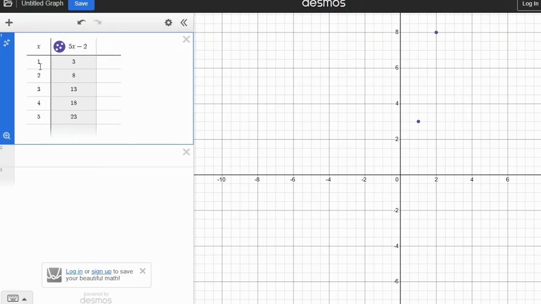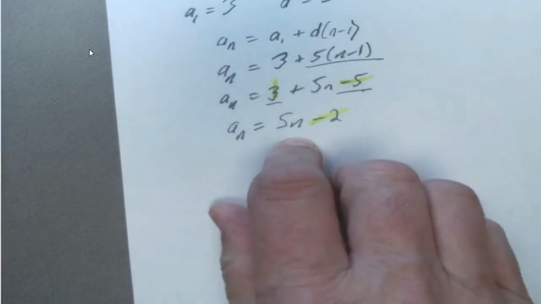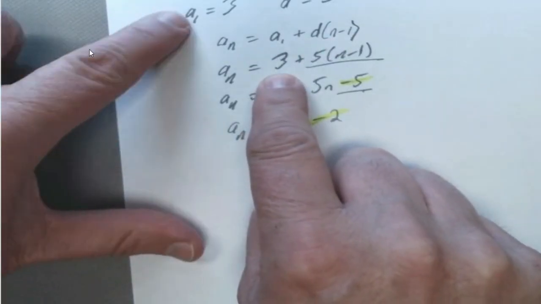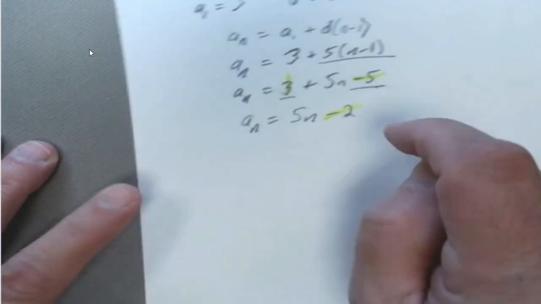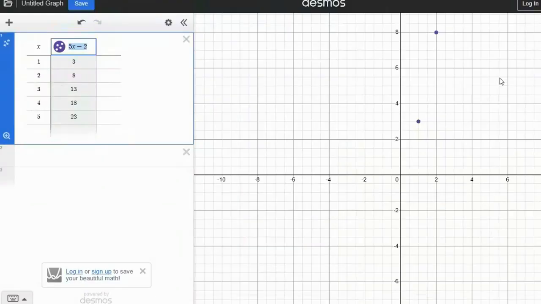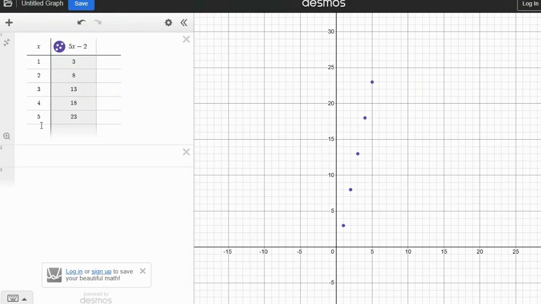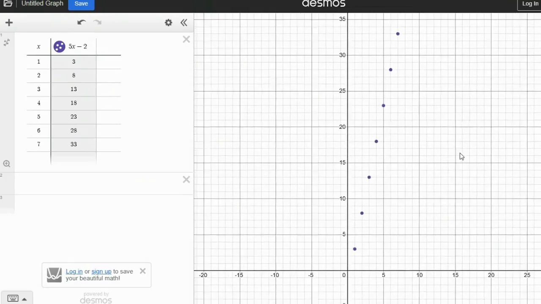So now, since I made it a table and I put x, which is the term number, and over here I put what the simplified expression was, which we had to calculate and figure out using a1 plus d(n minus 1), substituting in a1 and d, simplifying that to just 5n minus 2, now we get the graph of that sequence, at least the first 5 terms. I can continue adding more terms, just adding them to my table. I got the first 7 terms. So you see all of those.